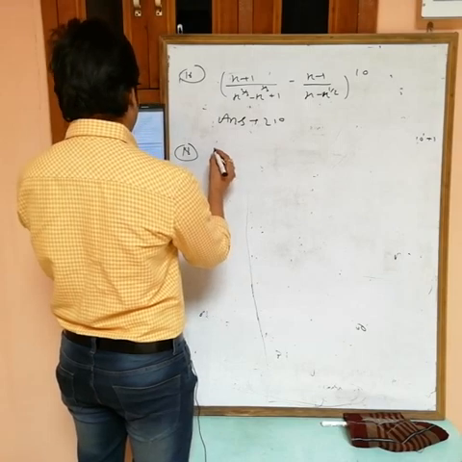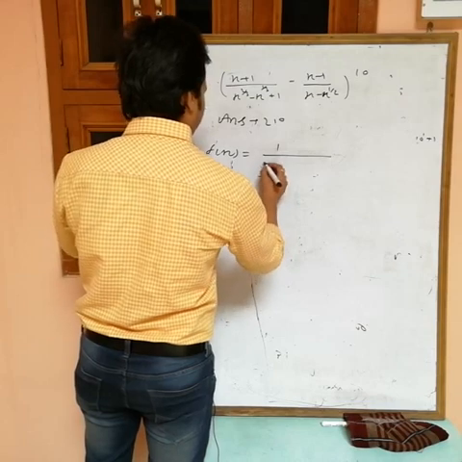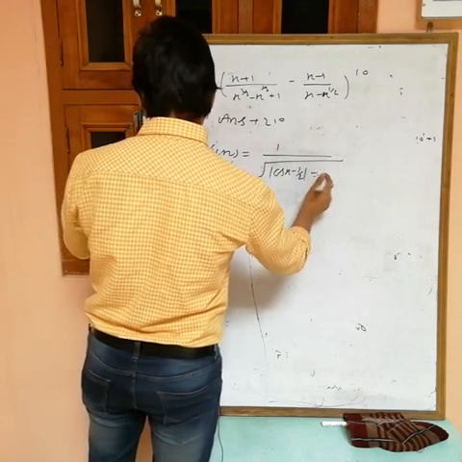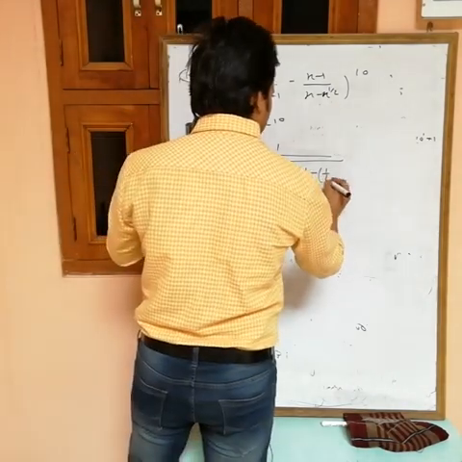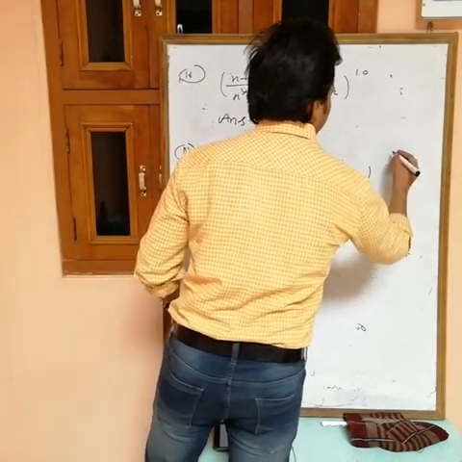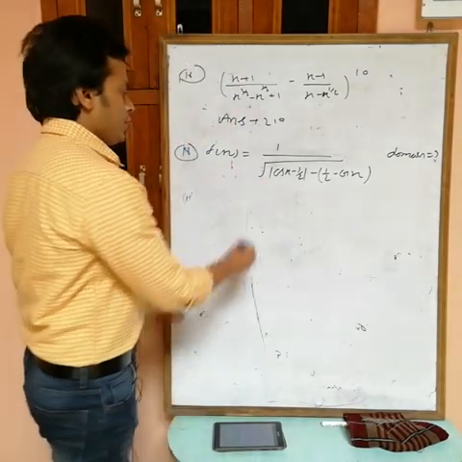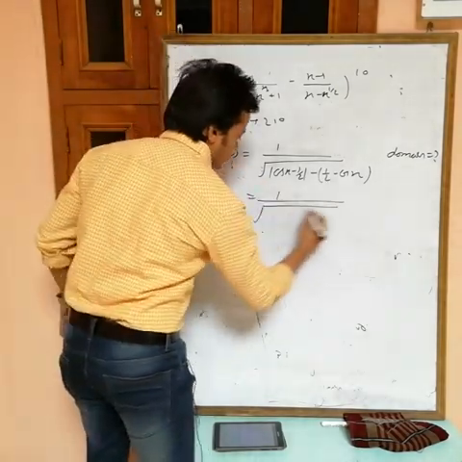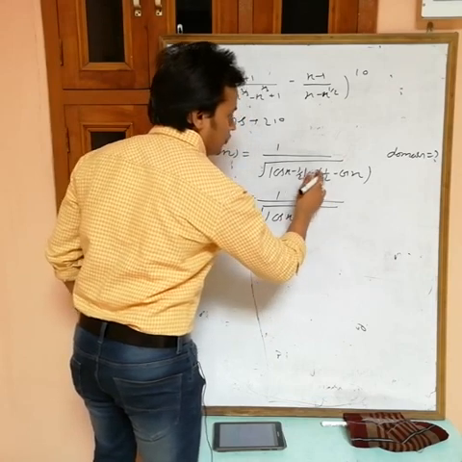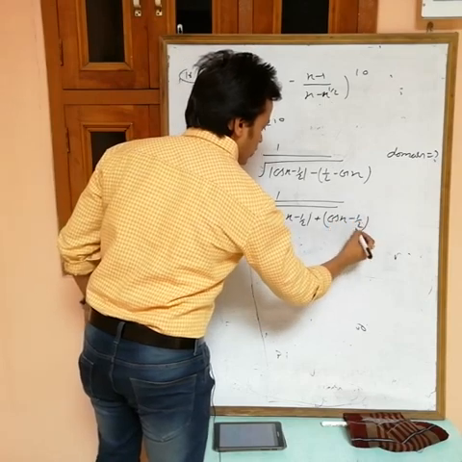18th is the set of all values of x for which f of x equals 1 by root of mod cos x minus 1 by 2 minus 1 by 2 minus cos x is defined. We want the domain. Okay? Now I can write this one as 1 by cos x minus 1 by 2. If you multiply with minus, then plus cos x minus 1 by 2.